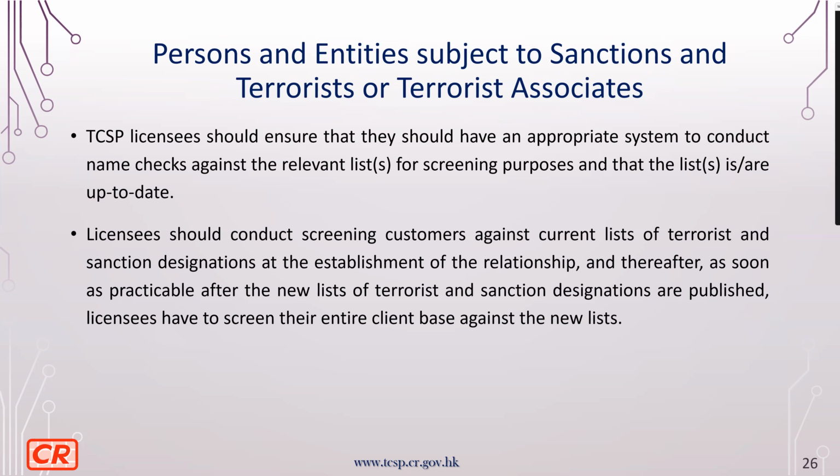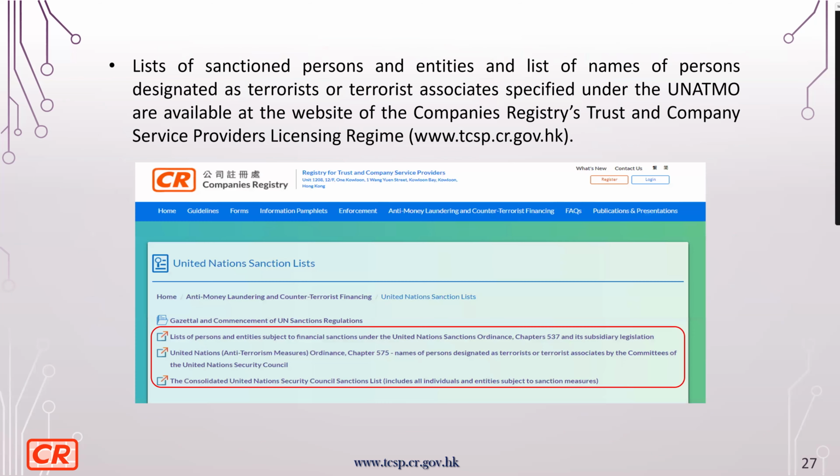Licensees should ensure that they have an appropriate system to conduct name checks against all updated lists. Apart from screening customers against the current lists of terrorists and sanctioned designations at the establishment of the business relationship, thereafter, as soon as practicable when new lists of terrorists and sanctioned designations are published, licensees should also screen their entire client base against the new lists. The list of the sanctioned persons and entities, and the list of names of persons designated as terrorists or terrorist associates specified under the UNAMO, are available at the website of the Companies Registry's Trust and Company Service Providers page, as shown on this slide.